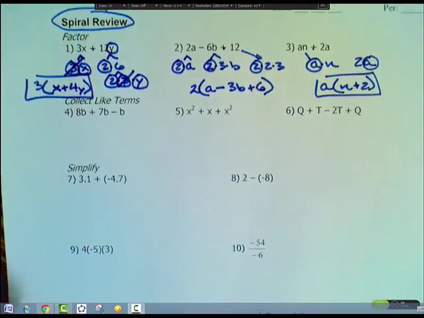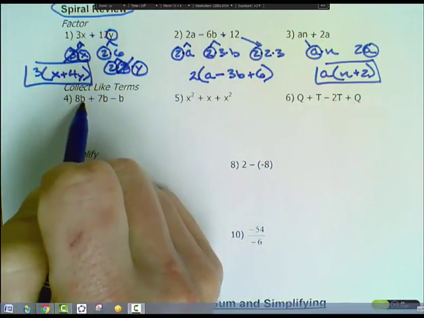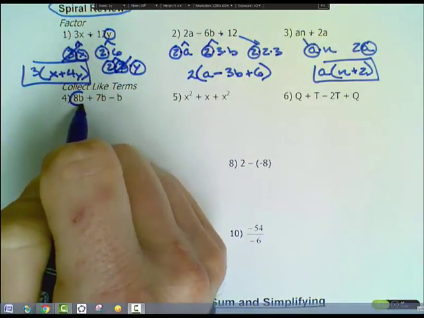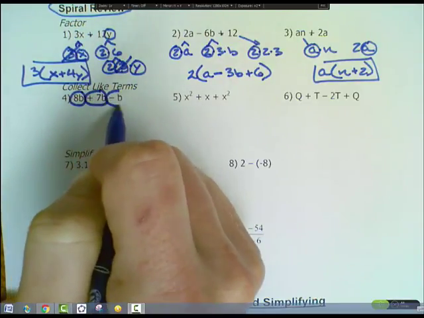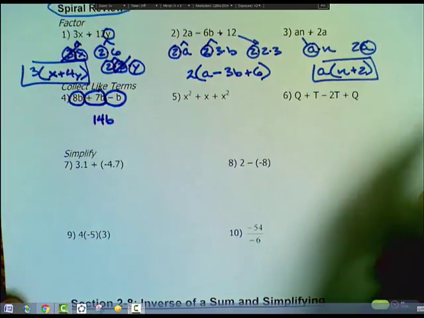For the next group, we're combining like terms. So what you're looking for is the same letter with the same exponent. When I go for my like terms, I always circle the sign with it. So I have 8b plus 7b minus 1b, which would give me a total of 14 b's altogether.